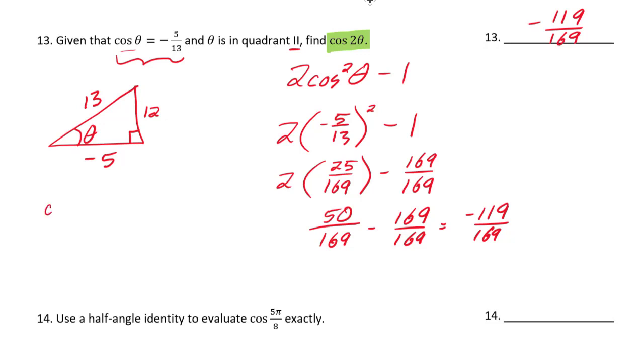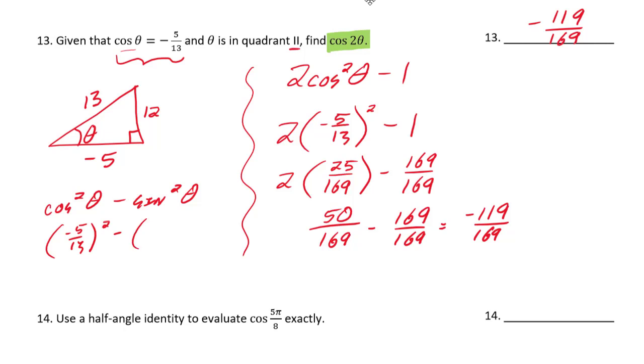And then I could have utilized maybe the cosine squared of theta minus sine squared of theta, and approached it in a similar way from there. So if I just substitute in its place, it would be the cosine, -5/13 being squared, then take away the sine, which is 12/13 being squared, and I'd end up with 25 minus 144 over 169, which gives me, if I were to combine it in a different way, a negative 119 over 169.